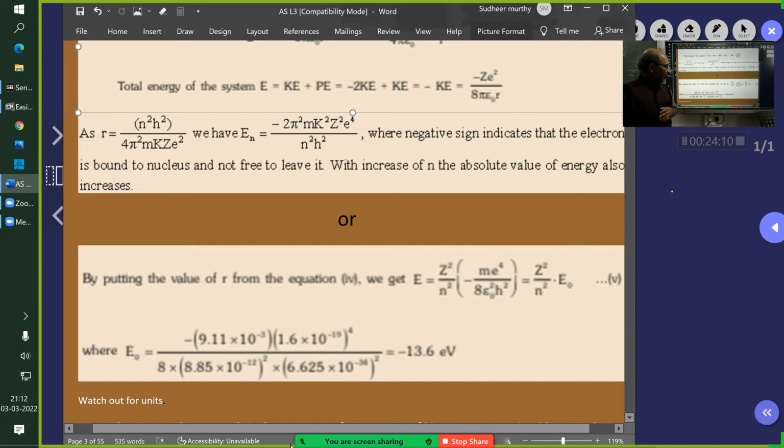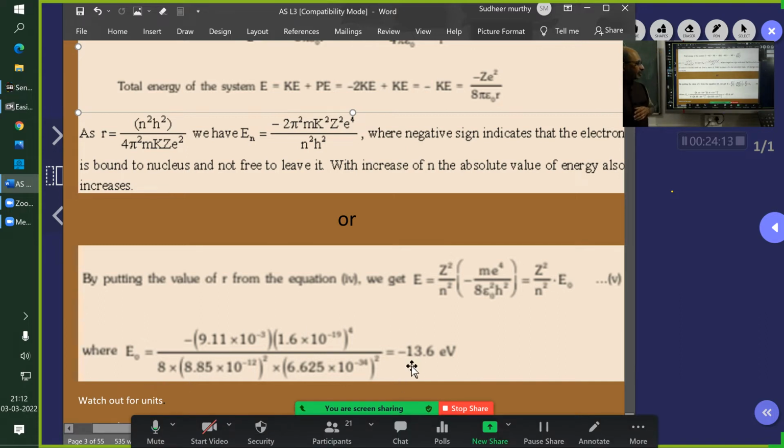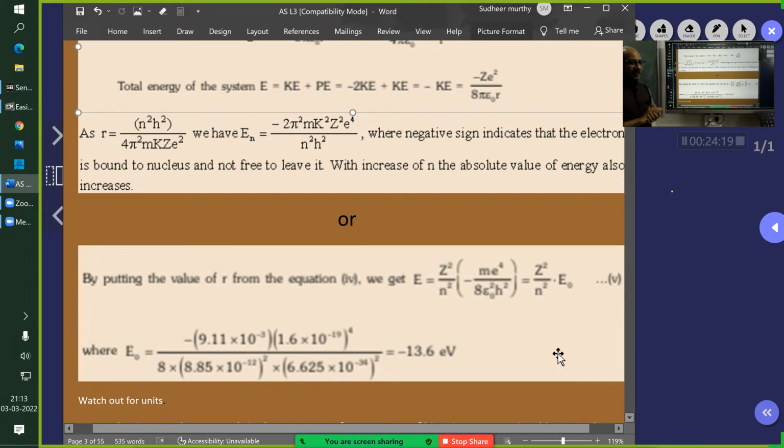So what does this mean? Energy of this is minus 13.6 electron volts. Electrons are under the hold of the nucleus. Sir, he said electrons are under the hold of the nucleus. No, okay, fine. That negative sign is indicating that. But what I am telling you is, what does this entire value mean?